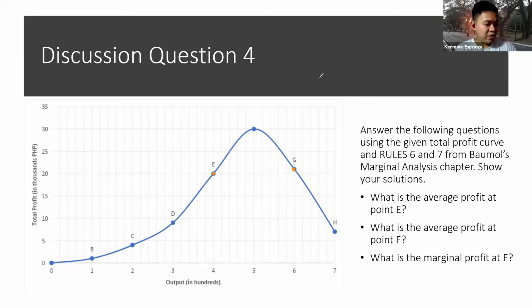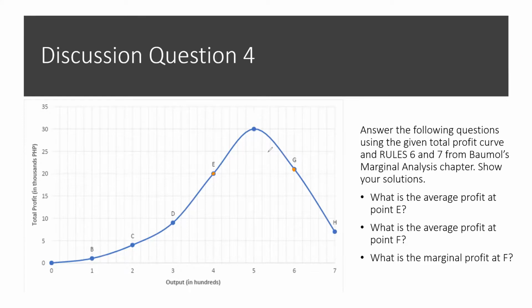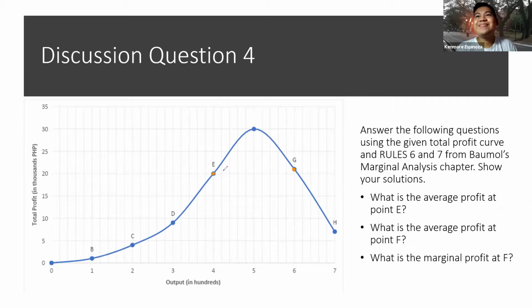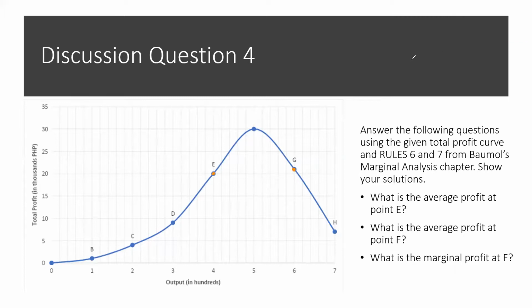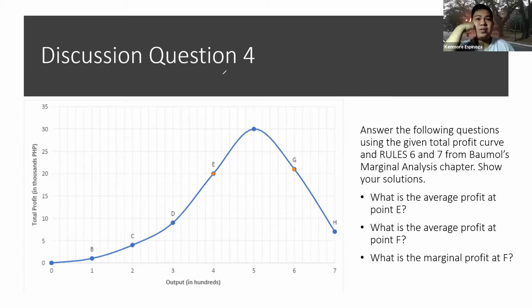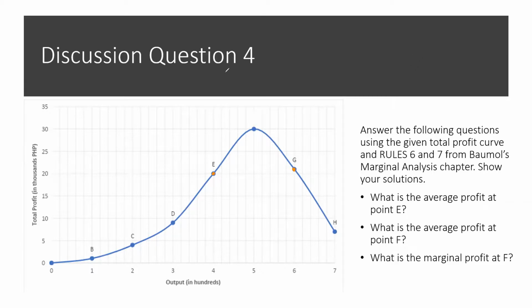Tama, Blaine? So how do you draw that? How do you draw this? Anyone? Okay, sige Maxine, how do you draw this? From the point E po, i-connect po siya sa point F and then it will form a triangle po. And then by that po, we can already get the slope.